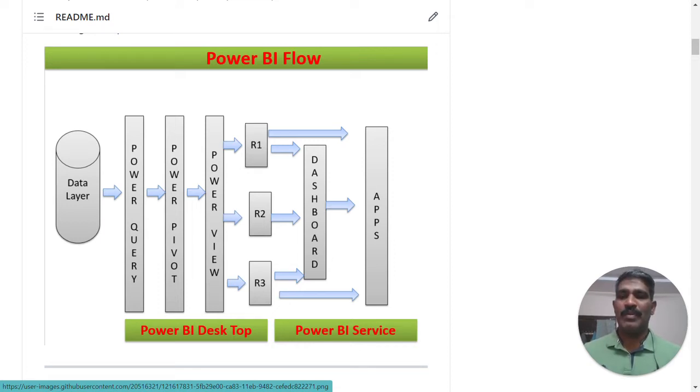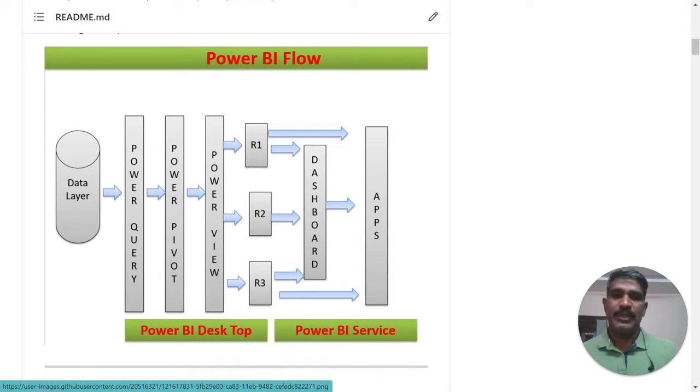At the end of Power BI Desktop, we are producing something known as R1, which is nothing but report 1, R2, which is report 2, and R3, which is report 3. Once we develop report 1, report 2 and report 3, then we go for something known as a dashboard. From the dashboard, we are trying to create apps. Of course, apps will have reports as well as dashboards together. And creating dashboards and apps both happen through Power BI Service.